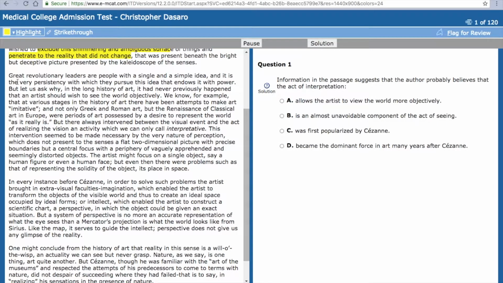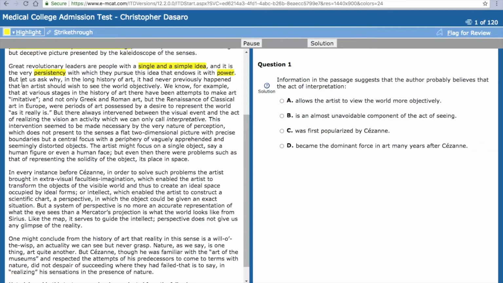Next paragraph. Great revolutionary leaders are people with a single and simple idea. It is the very persistency with which they pursue this idea that endows it with power. Okay, so great revolutionary leaders are characterized by having a single and simple idea, and it's their persistency that really makes them rule. That's what gives them their power and, I guess, their success. But let us ask why.